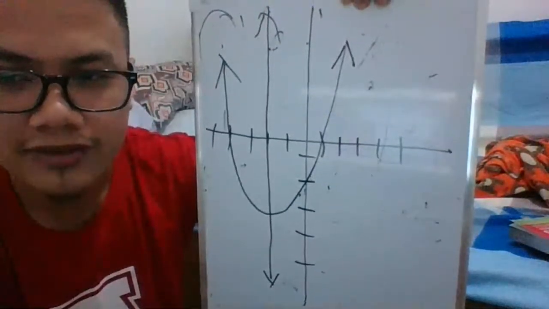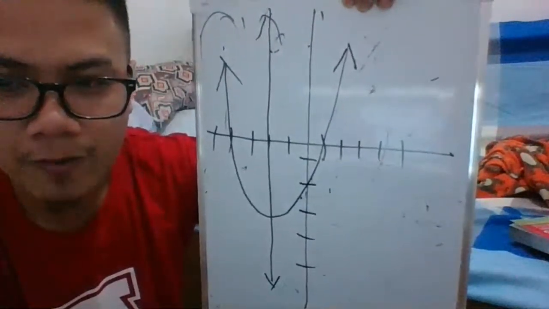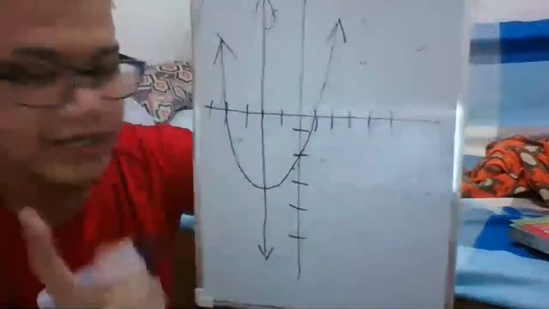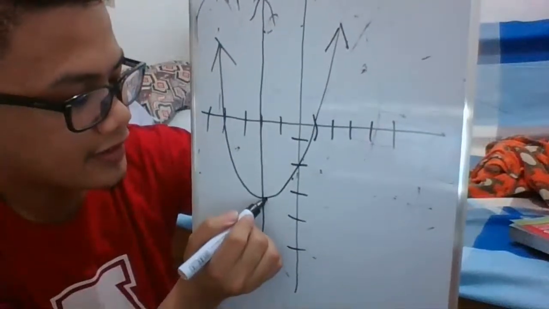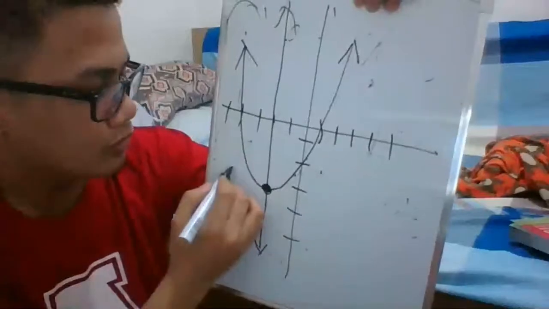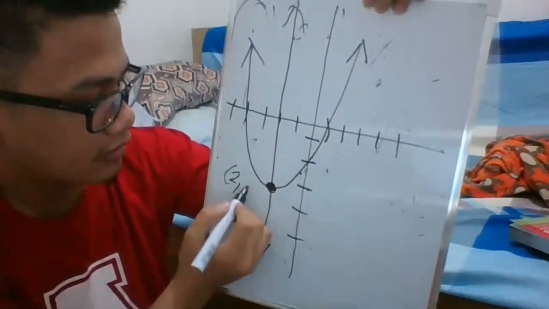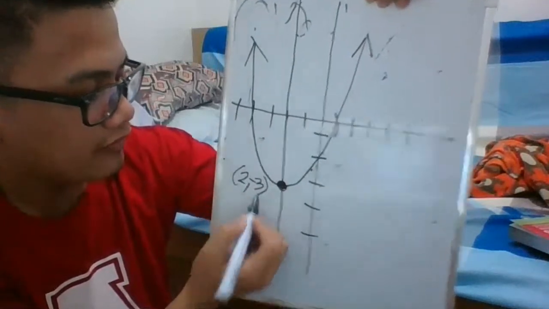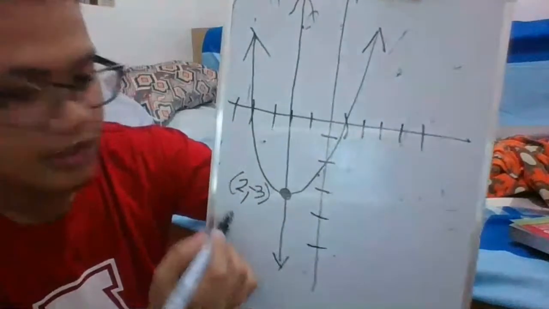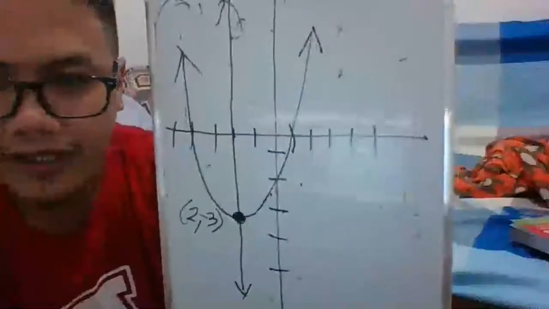So, here, how's it? Paano? So, vertex. Vertex is this one. 2. So, that's 2. Then, 1, 2, 3. 2, negative 3. Vertex. So, doon you will type your answer as a vertex.